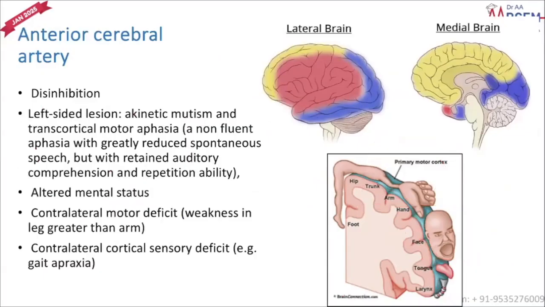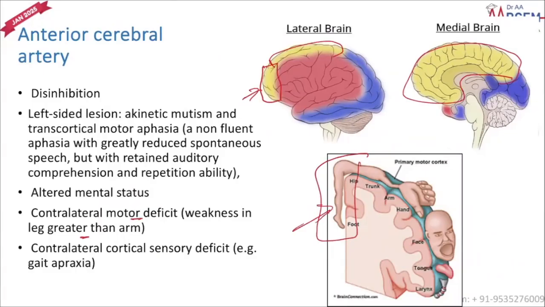Anterior cerebral artery. The anterior cerebral artery supplies the middle part and the frontal part. Frontal and the middle region. This is all the middle region that you are seeing. So the middle region, what you can see here, mainly supplies the legs. So whenever there is weakness, the legs are much more involved whenever the anterior cerebral artery is involved, and it will be contralateral. Same thing holds good for the sensory. It is a contralateral deficit that you will be having.